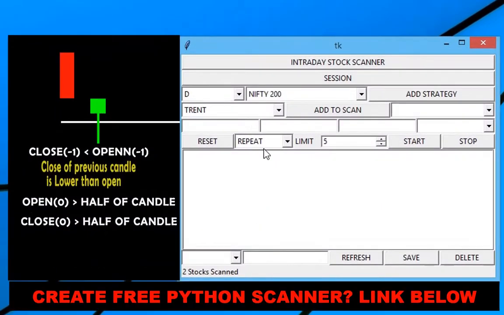You need this free scanner created using Python to run the scan. I have given the video link of how to create this free scanner using Python in the description. Please watch it and create this scanner.